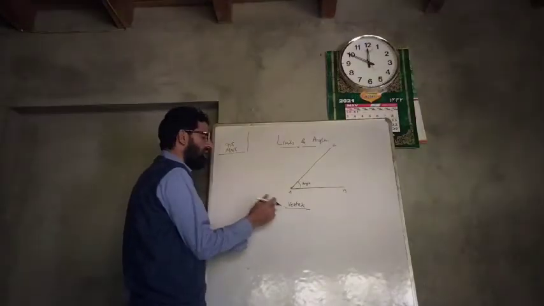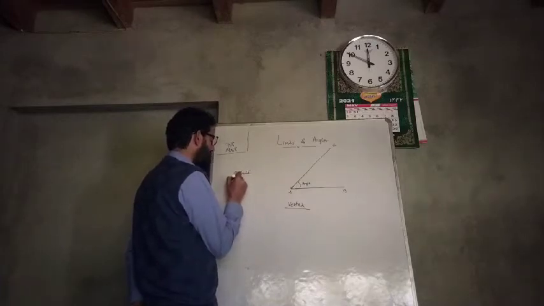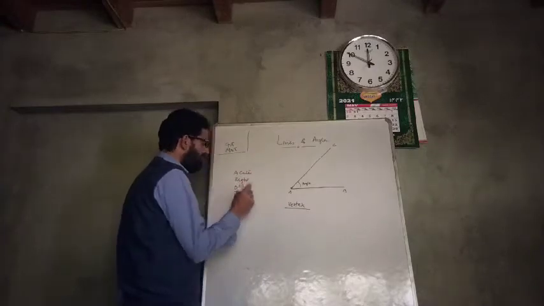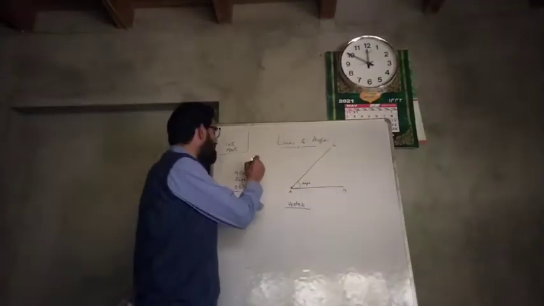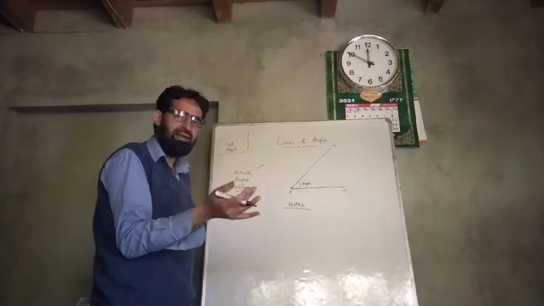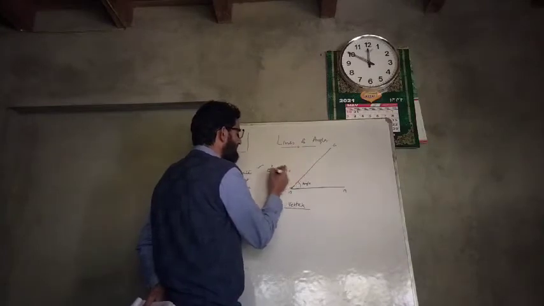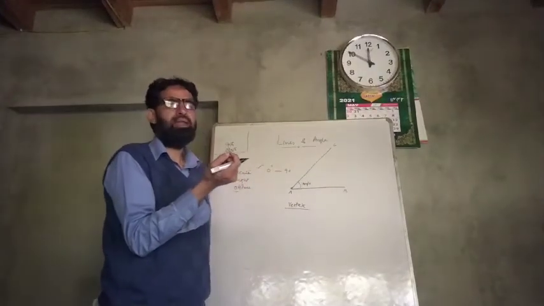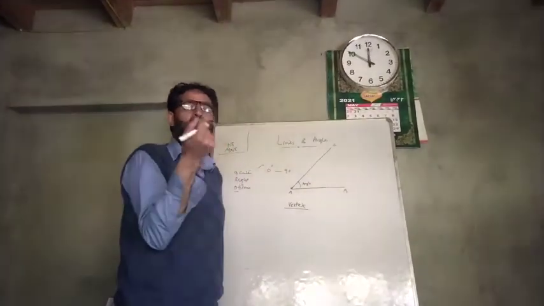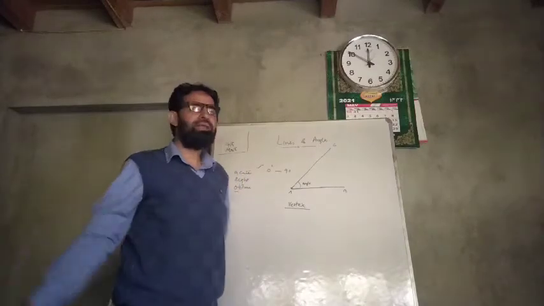Now you know that there are different types of angles: acute angle, right angle, then obtuse angle. So what is an acute angle? In class 5th or 4th, you learned that an acute angle is an angle whose measure is more than 0 degree but less than 90 degree. The angle between 0 and 90 is called an acute angle.